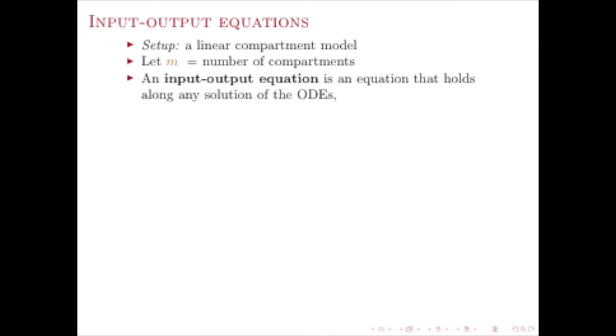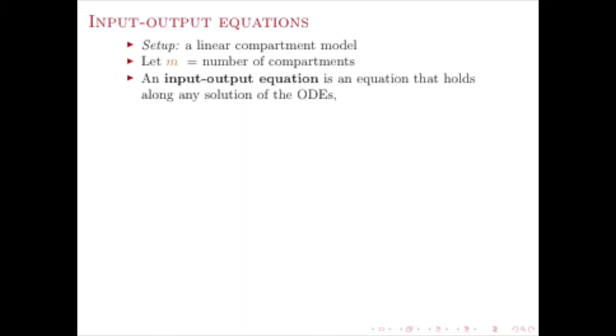Okay, so let me tell you the way we're going. We're going to start with a linear compartment model, right? So we have some number of compartments and they're connected in some ways. We write down the linear ODEs. For this slide, we'll let M be the number of compartments. Okay, so we had M equals 2 so far.